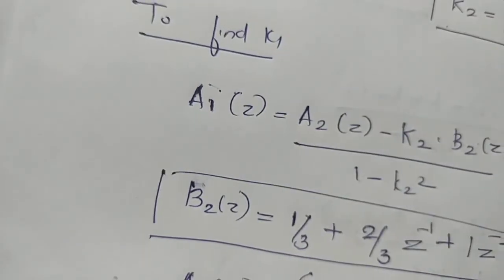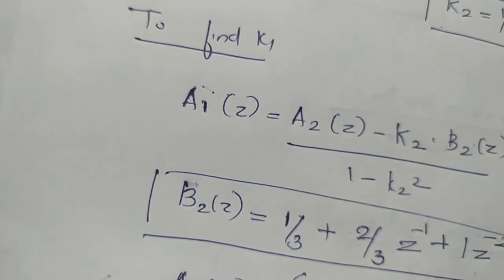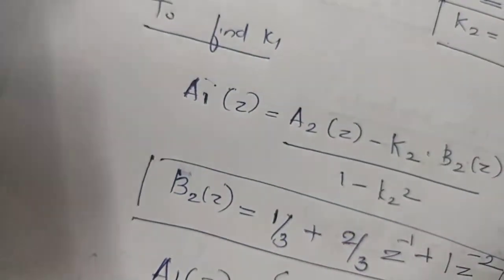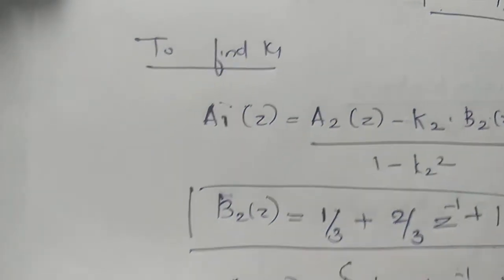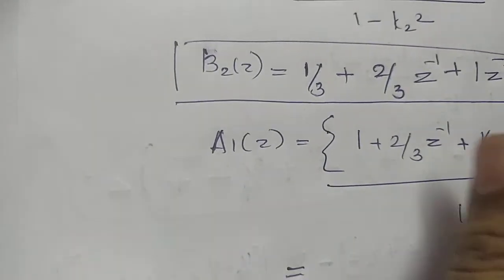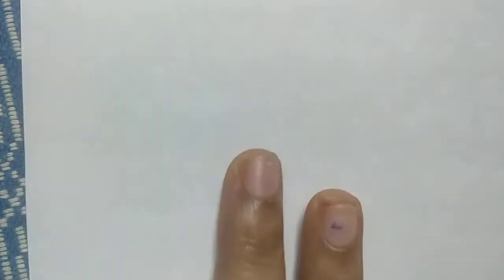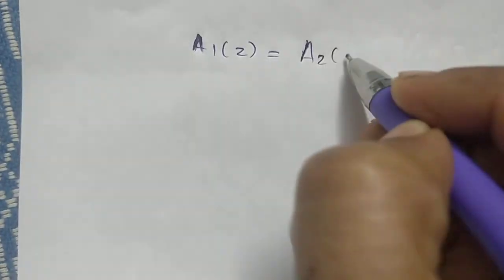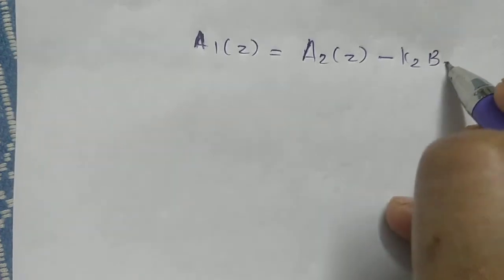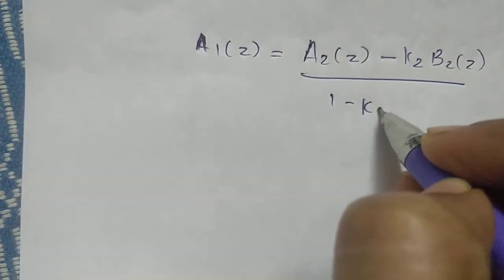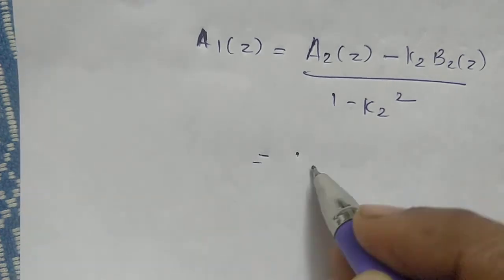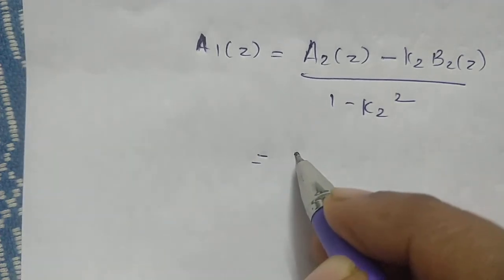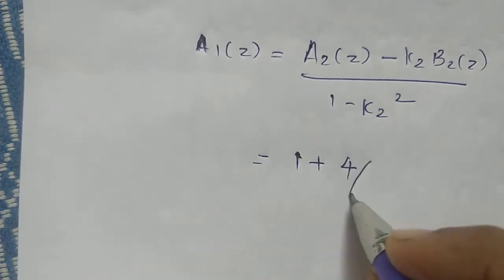I am not writing the substitution. You will be getting an equation like this. I hope you can see this. That is, A1 of z is equal to A2 of z minus K2 B2 of z by 1 minus K2 square, which, after simplifying, is equal to 1 plus 4 by 8 z inverse.